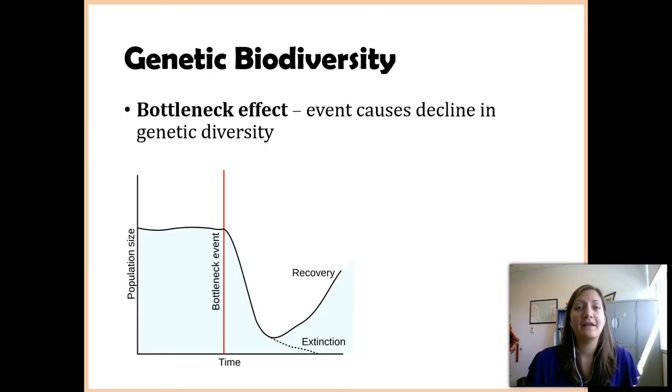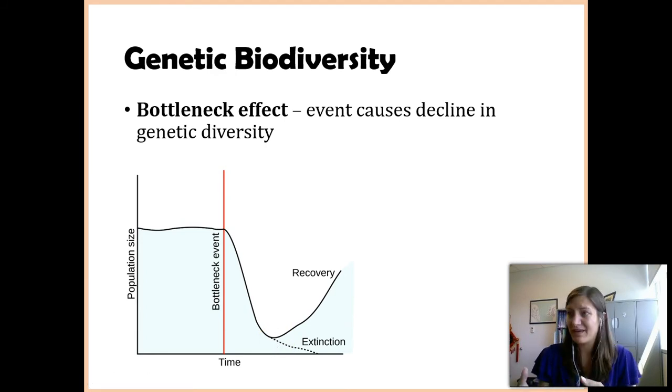One thing that can happen and has happened is a bottleneck effect. And what this does is it actually declines genetic diversity. So this is showing a graph looking at time, and here's a pretty large population. Something happens, usually some sort of natural disaster, that might kill off a good proportion of this population. Now, we don't have that many individuals left, meaning we don't have that many genes.